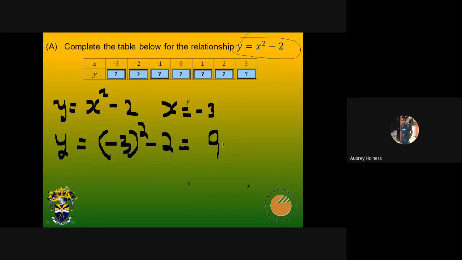Negative times negative equals a positive. Right. In other words, -3 squared means -3 times what? -3, which is what? Positive 9. All right. And then we continue.